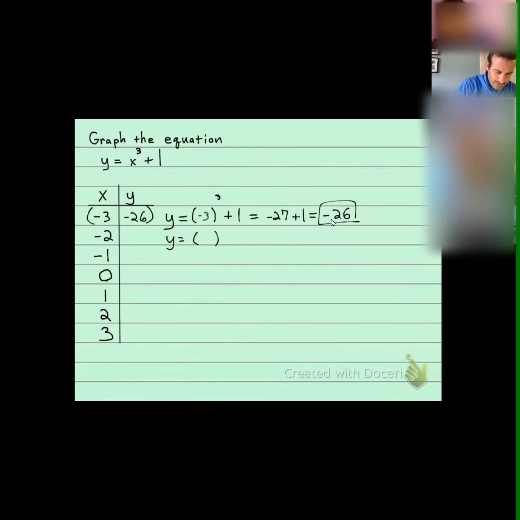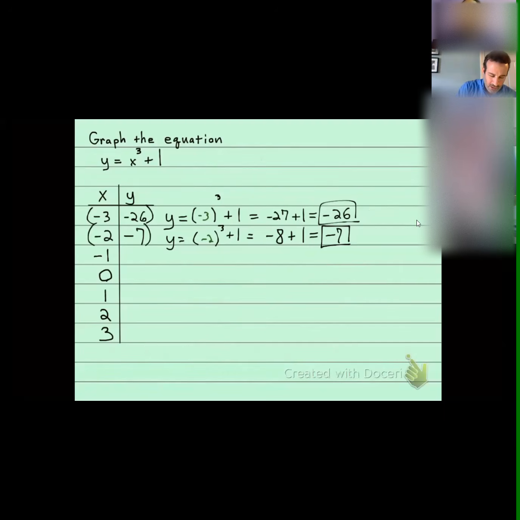Y equals -2 to the third power plus 1. -8 plus 1, -7. Okay, I did 2 to the third without a calculator. Sorry. All right, we're good with that?